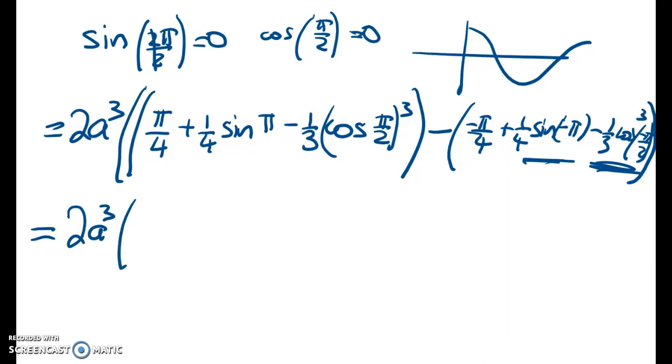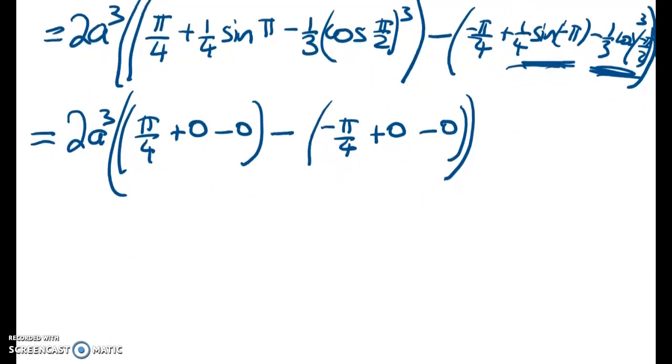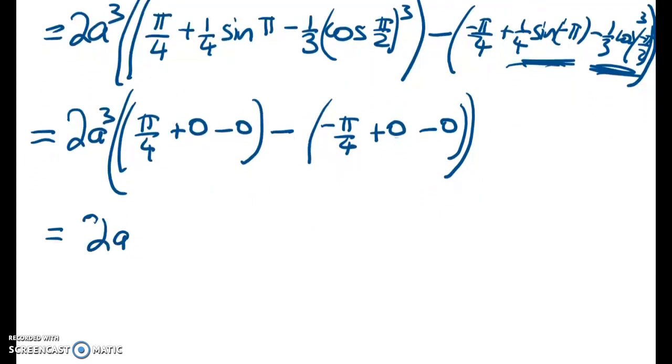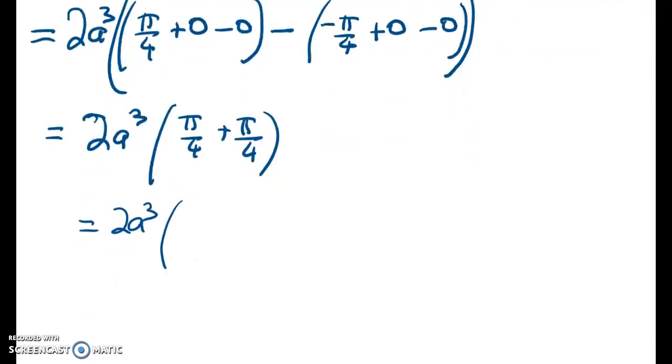So we've got 2a cubed times pi on 4 plus 0 minus negative pi on 4. This is 0 plus 0 minus 0 again. Nearly there. Gives me 2a cubed times pi on 4 plus pi on 4. Remember, it's a show that, so don't jump too many steps. And finally, we get to the answer we want, a cubed pi as required.